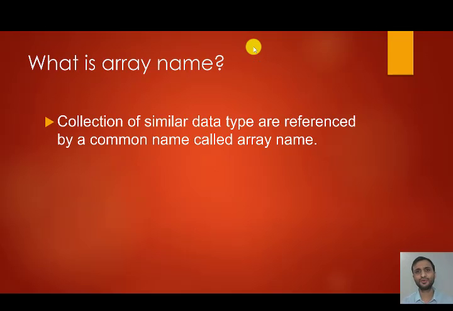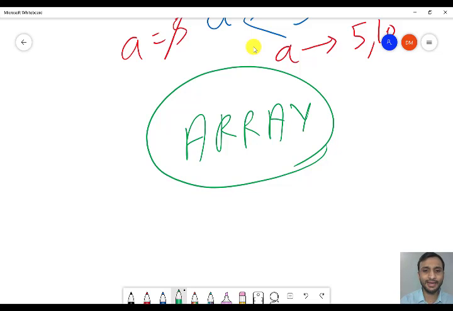Now let us come to another question. What is an array name? A collection of similar data type is referenced by a common name called the array name. So here array name means nothing but the variable name.